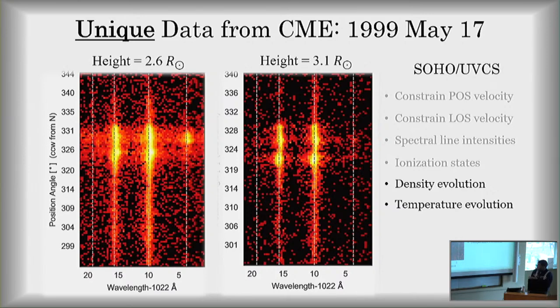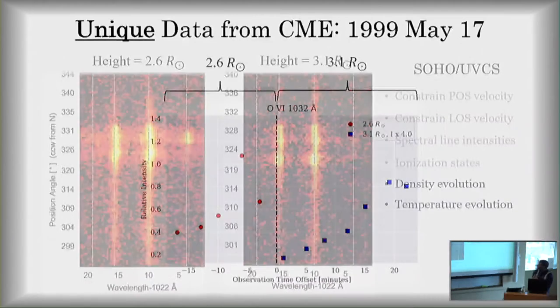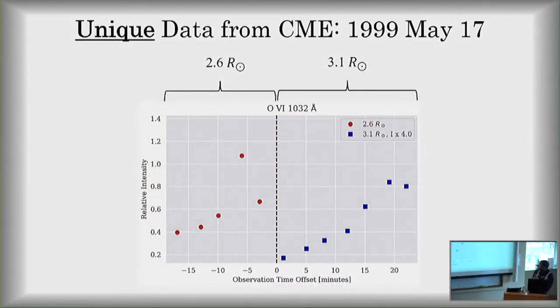And you can only do that if you have the exact same plasma structures. So just to drive home the point, I'm showing this light curve. What you're seeing is, x-axis is just observation time, and y-axis is intensity. So when the slit was monitoring the corona at 2.6 solar radii, it took an image at this time. And then the slit shifted to a higher height, took an image at this time, and so on and so forth.